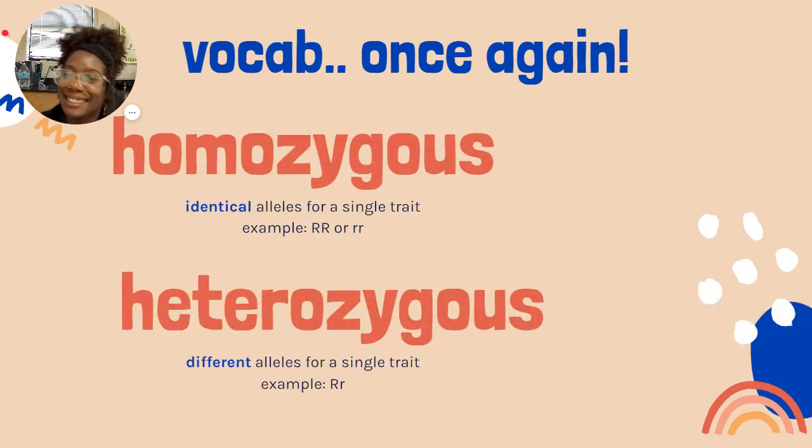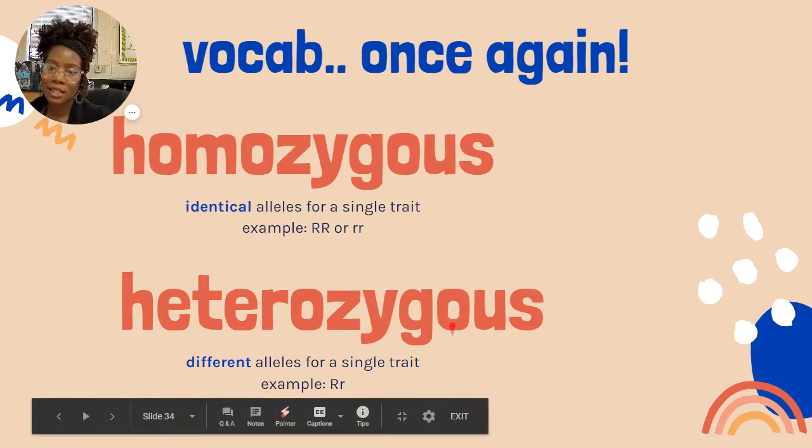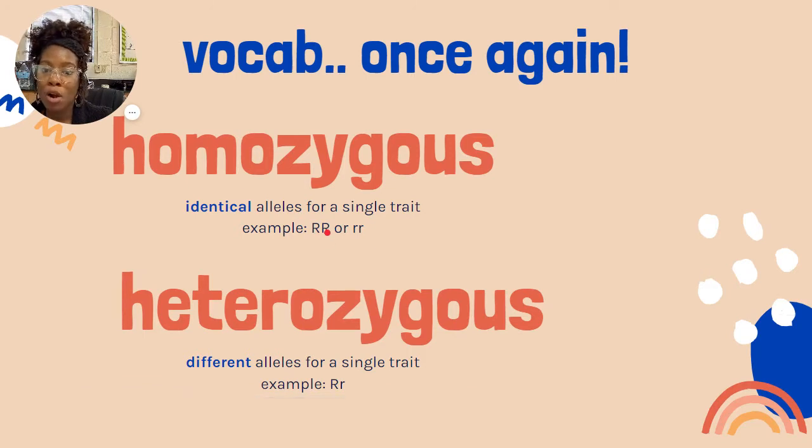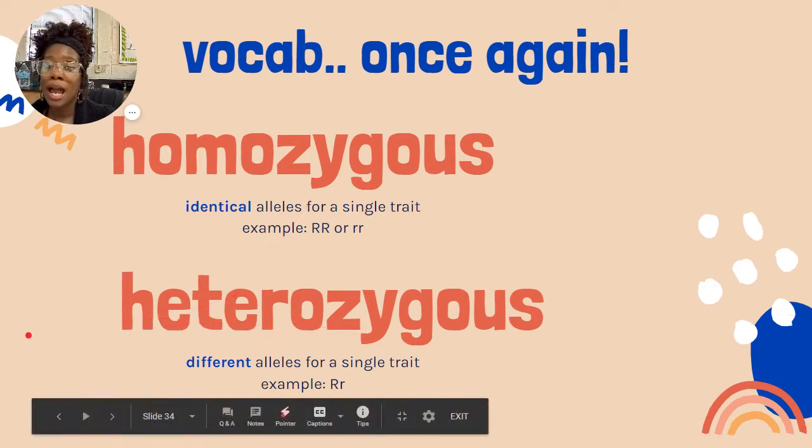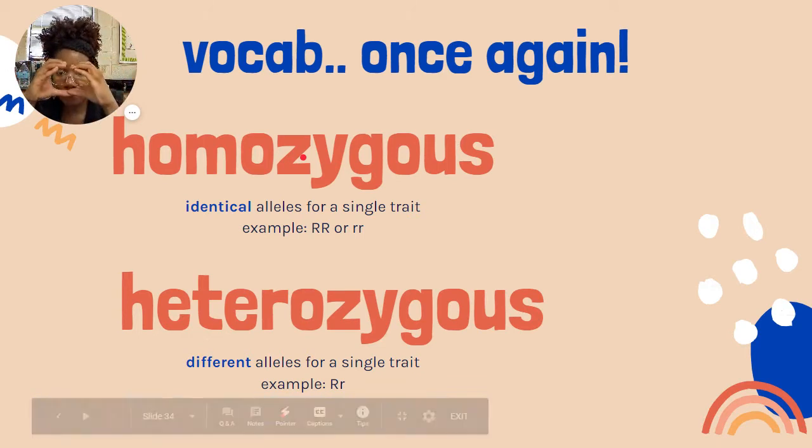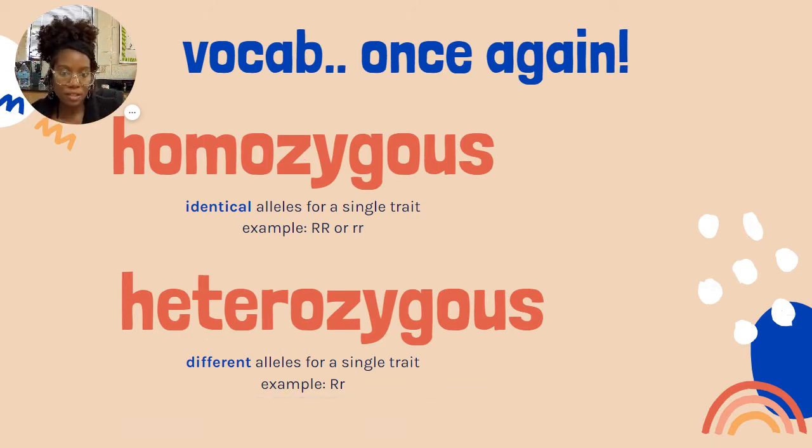More vocabulary. Like I said, this is so much vocabulary. So we have homozygous and heterozygous. So homo means same. So big R, big R, or little r, little r. Homozygous means same. Heterozygous, if there's hetero, that means that they're different. So big R, little r. That's all it is. If you see this word homozygous, just look at the part that says homo. Homo means same. Hetero means different.